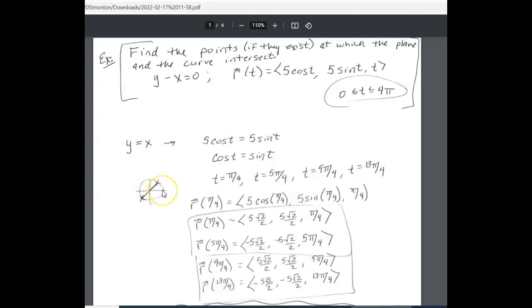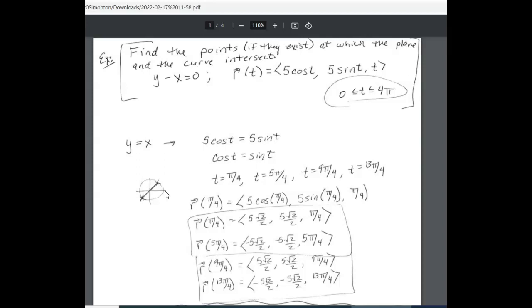So if I'm at 0 right here on the x-axis, if I rotate up here to pi over 4, sine and cosine are the same. So pi over 4 is my first value of t. And then I rotate all the way back down to here. That lands me at 5 pi over 4, where they're equal again. So that's my second solution. And then I come back to the x-axis, where I'm at 2 pi. So if my window was 0 to 2 pi, those would be my only two solutions.